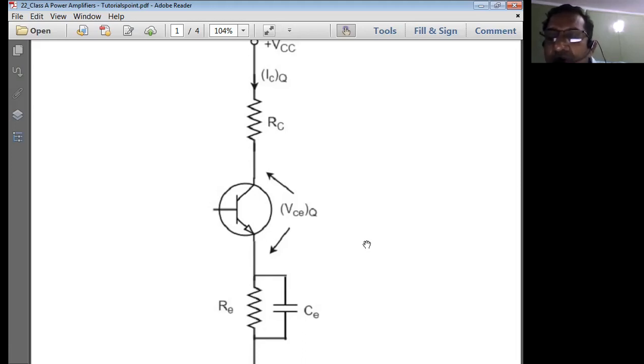Now to support the Class B power amplifier to transmit the entire 360 degrees of the input cycle, you have to use another transistor. That means one transistor will be in the on condition from 0 to 180 degrees, and the other transistor will be in the on condition for 180 to 360 degrees of the input signal, so that the entire input signal is transmitted to the load side.